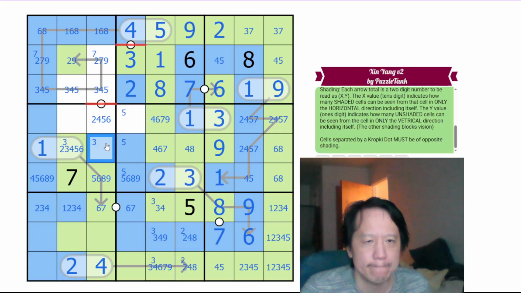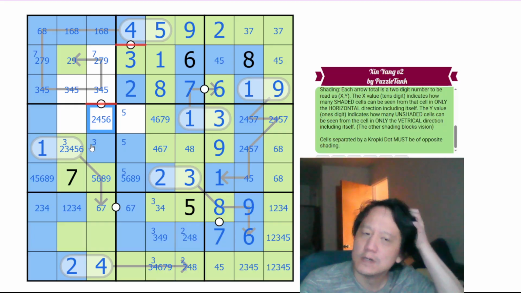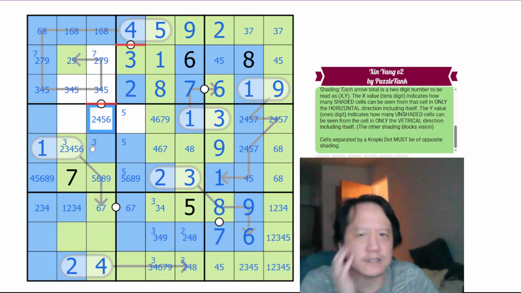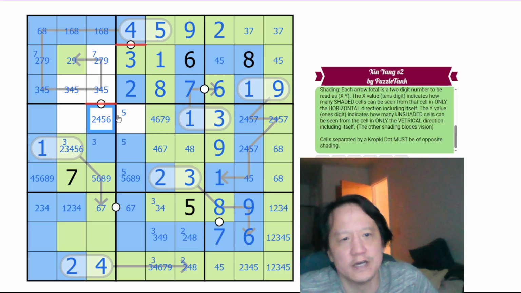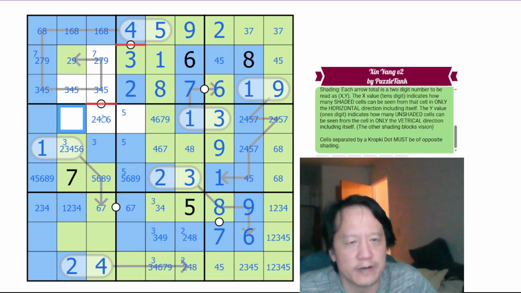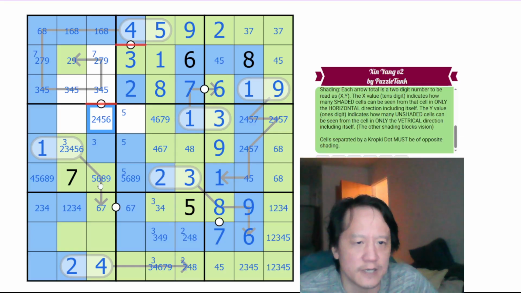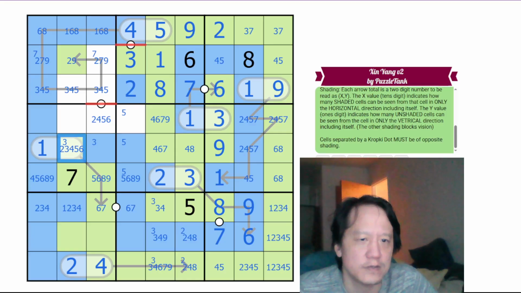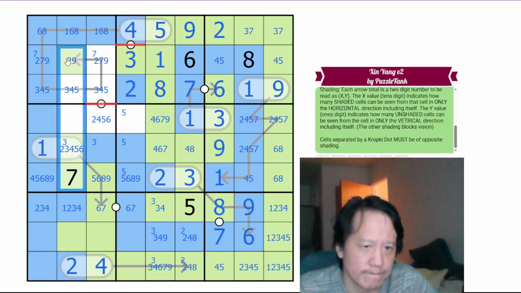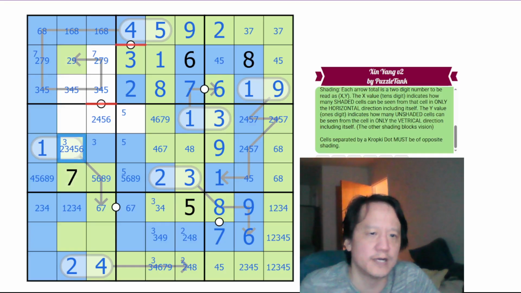Hmm. How does the shading go this way? This is not very easy. I don't know why people graded it that way. Anyways, this cannot see more than 6. It could see 5 potentially. So not 6.